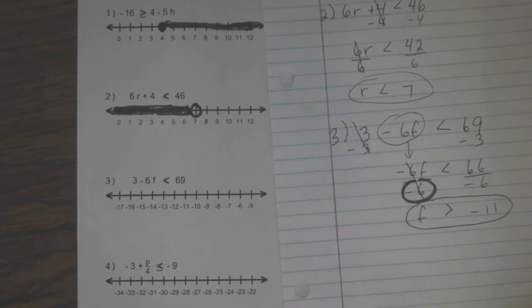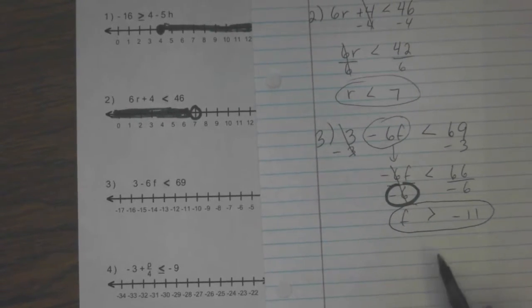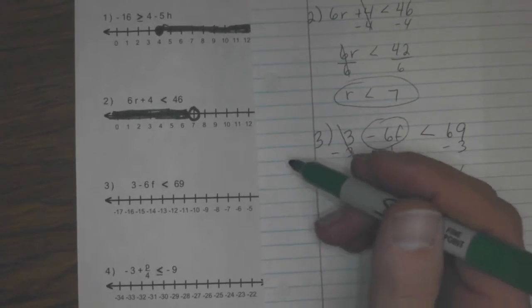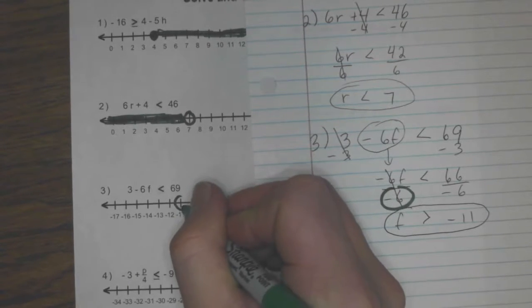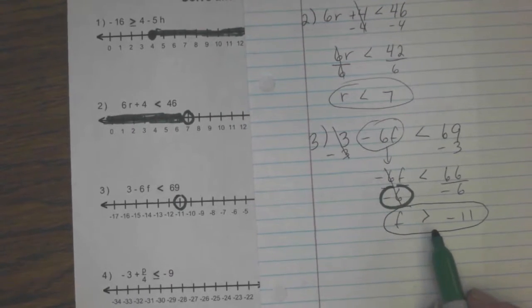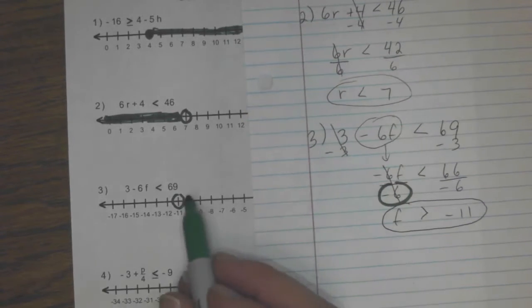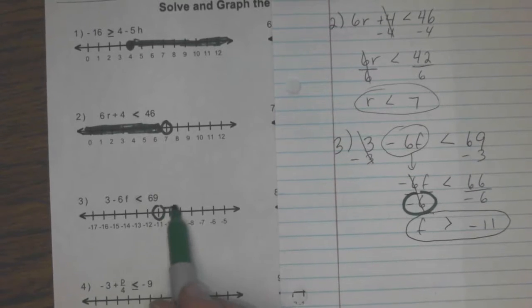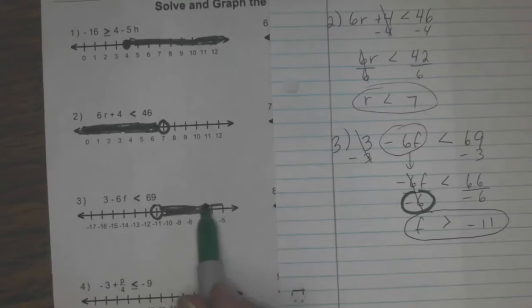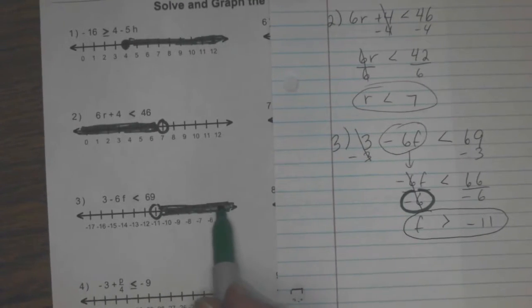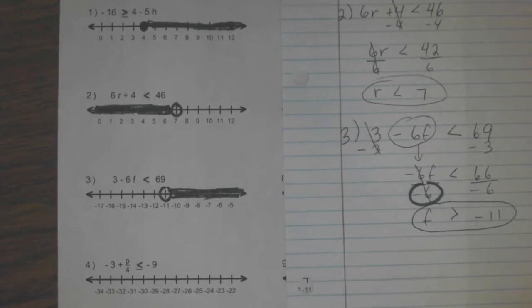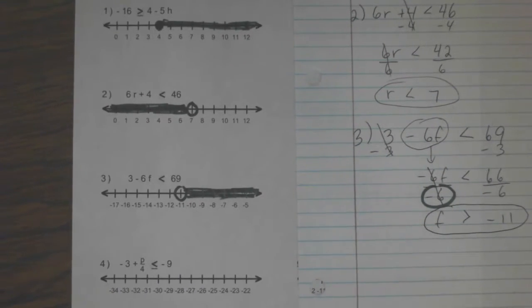Alright, so what does that look like on the graph? F is greater than negative 11. So negative 11, I'm going to have an open circle because it's greater than, doesn't include negative 11, so I'm not going to shade it in. F is greater than negative 11, so I'm going to shade to the right. Greater than, shade to the right. Alright, so there's number 3.